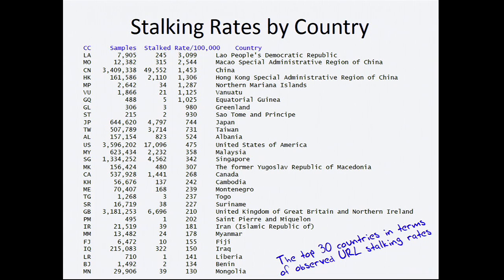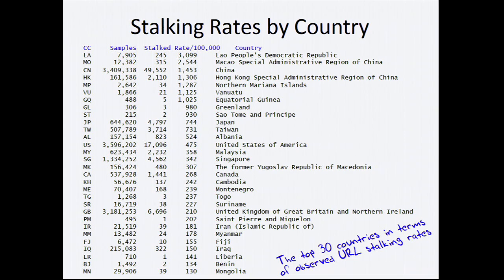2.5%. In Macau, China 1.4%, you can read as well as I can. USA, 0.5%. Singapore, slightly lower. That's a strange set of countries.